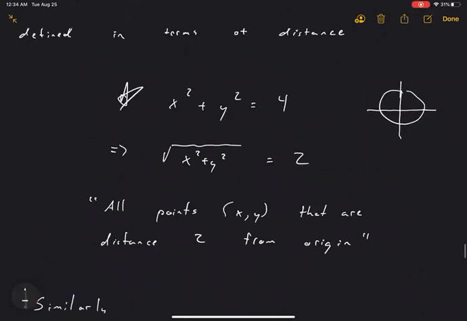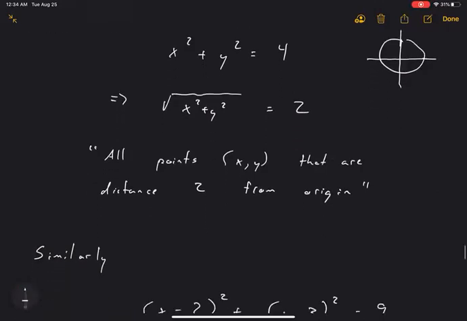If x squared plus y squared equals 4, and we take the square root of both sides, we get something that looks like the distance formula on the left side, and we get 2 on the right side. So if we convert it to this form, what this equation is saying is that we're talking about all points whose distance from the origin is 2. That's the geometric intuition behind this equation.